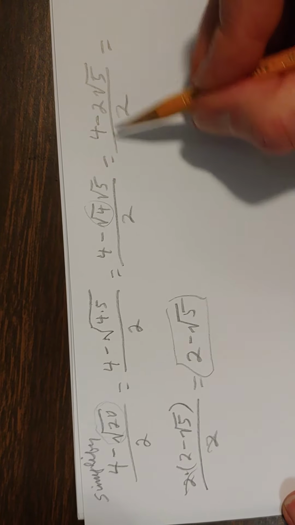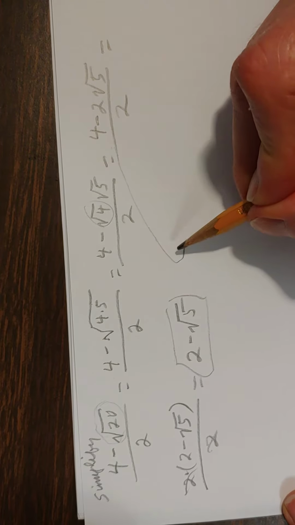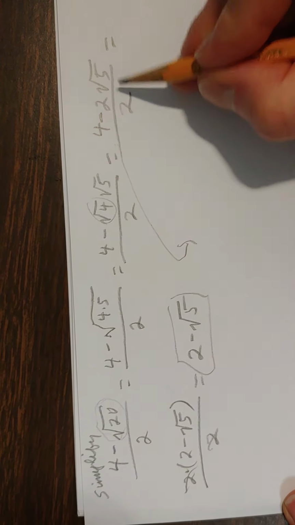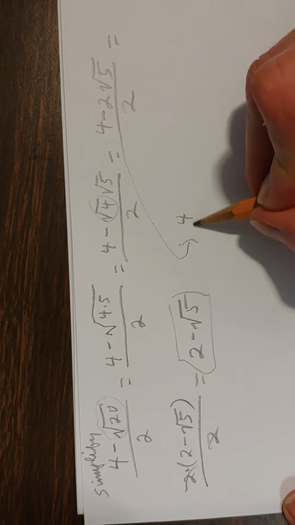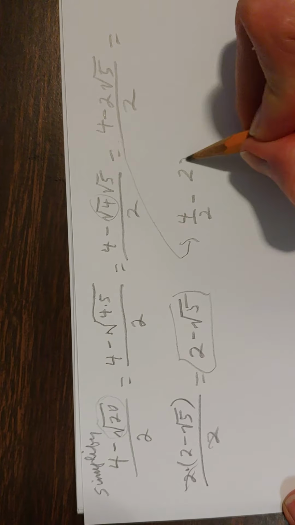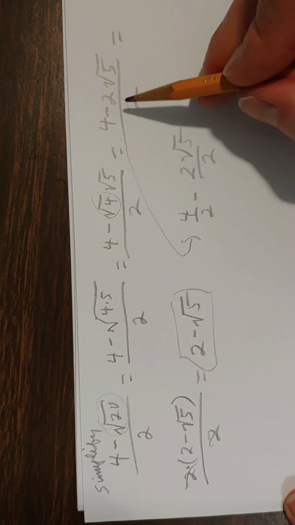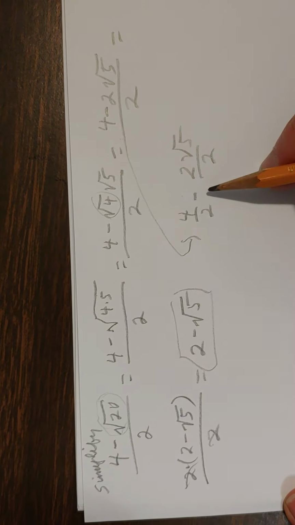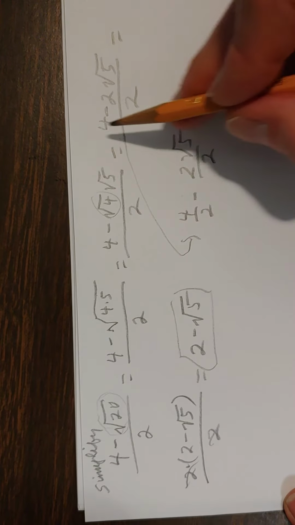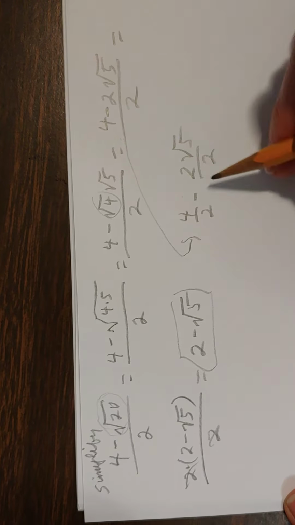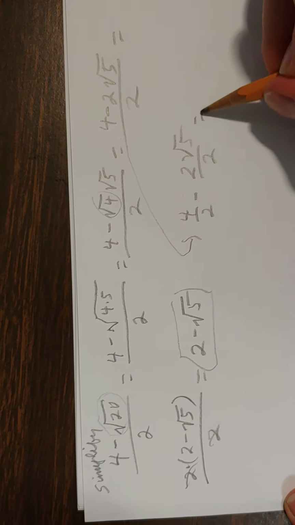Alternatively, you could have done this. We could have gone from here and written this as 4 over 2 minus 2 times the square root of 5 over 2. Since there are 2 terms in the numerator, we could just say each term over 2 and then subtract those two. 4 over 2 minus 2 times the square root of 5 over 2. 4 over 2 reduces to 2.